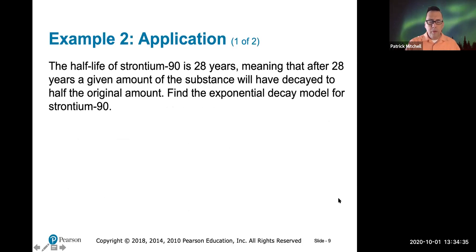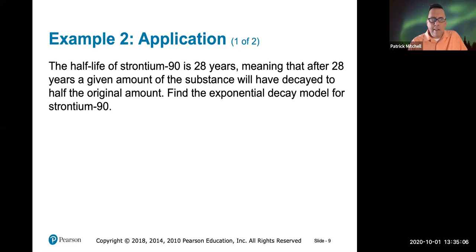All right, moving on to the next example. So this is a half-life problem. Classic application of exponential decay. The half-life of strontium-90 is 28 years, which means that after 28 years, a given amount of the substance will have decayed to half the original amount. Find the exponential decay model for strontium-90.